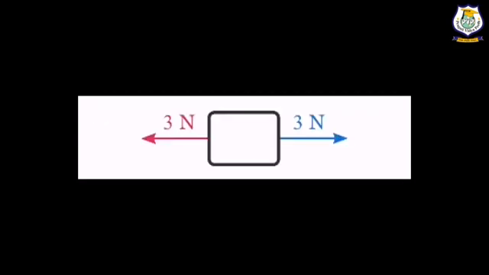Now students, this is your turn. Now tell me what will be the force between these two forces. As you can see, both the forces are acting in the opposite direction. The resultant force will be the difference between the two forces. That means 3 Newton minus 3 Newton will be equal to 0 Newton.